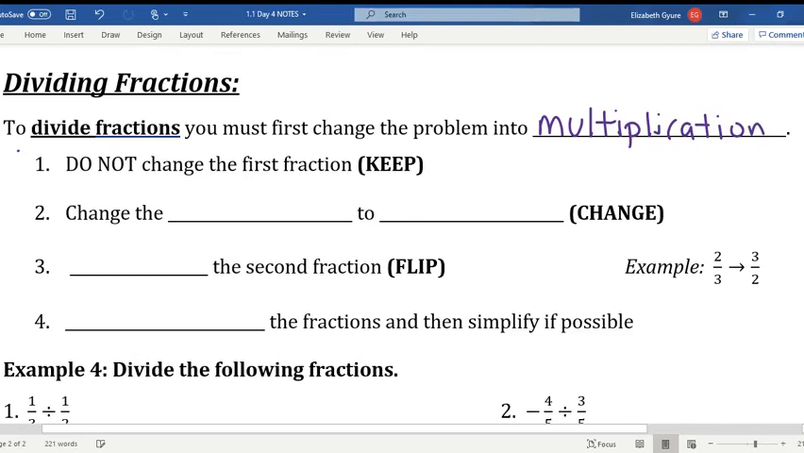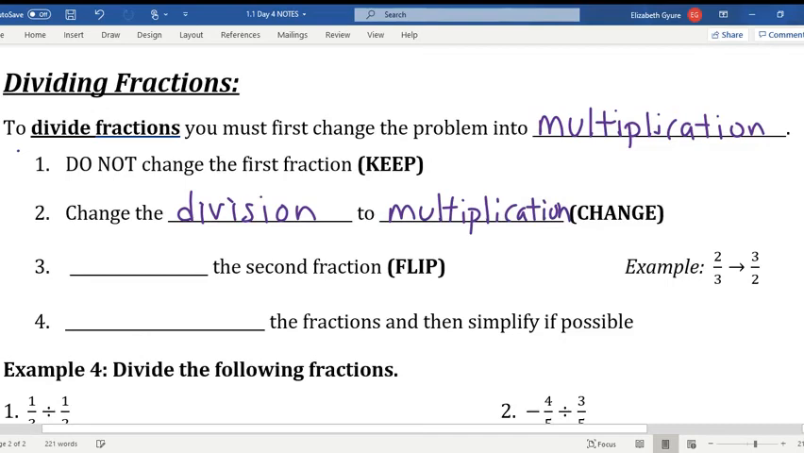Does that sound familiar, Jaden? Yeah. So here's my steps. We follow these rules called keep, change, flip. You're gonna have 2 fractions. You are not gonna change the first fraction. You're gonna keep that first fraction. Then you're gonna change the division to multiplication. Okay, that's our change part.